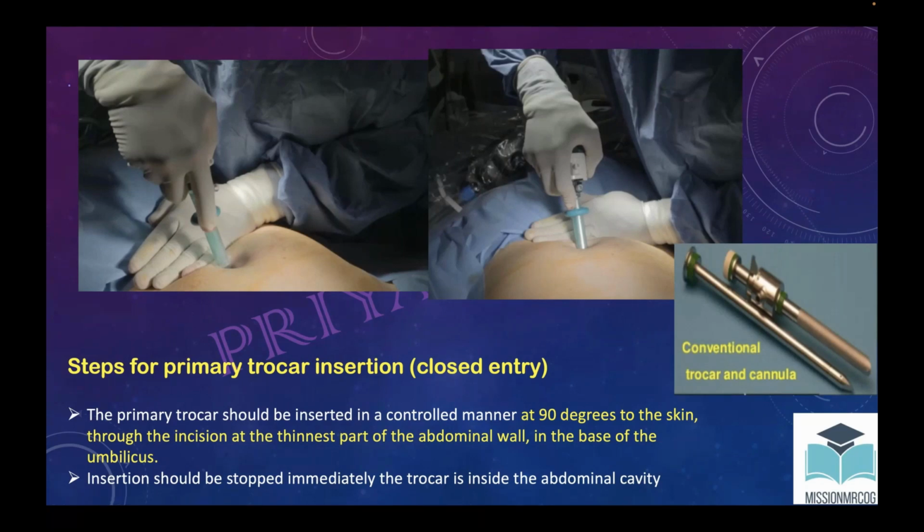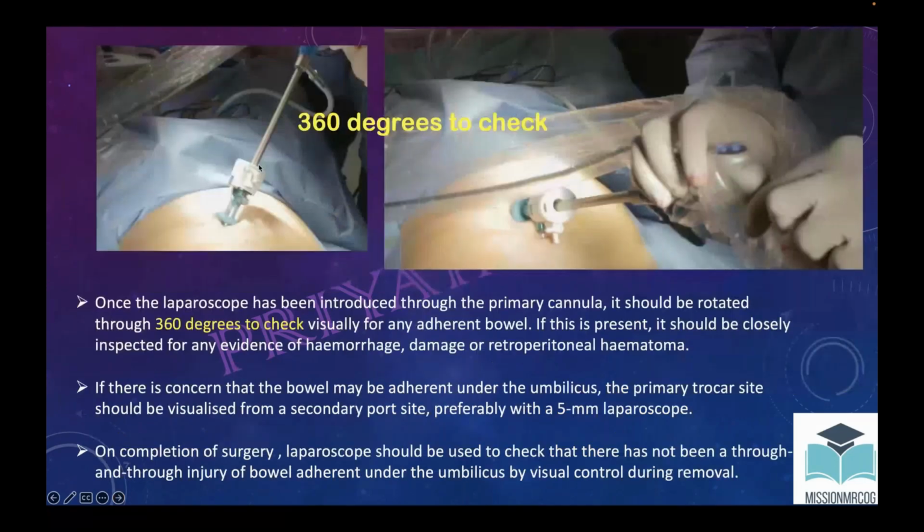And once the trocar is in the cavity, you have to immediately stop. Okay. So this is the primary trocar entry. After primary trocar entry is done, as recommended by the Royal College guideline, you will insert the camera, and there would be a 360-degree check. So the surgeon is checking from here, and he is checking from here.